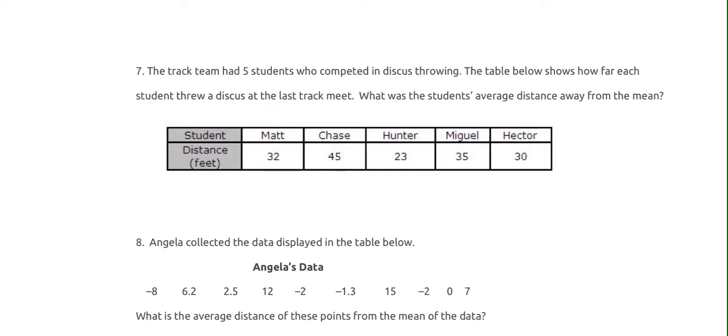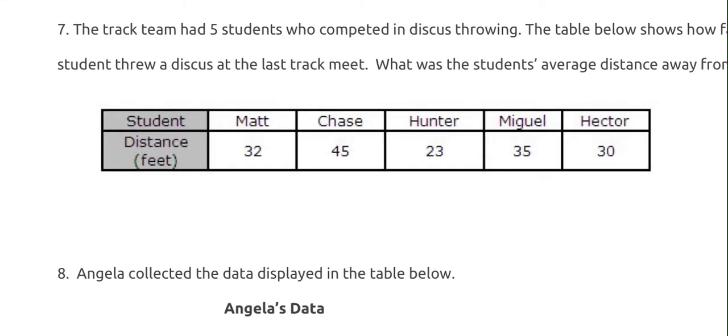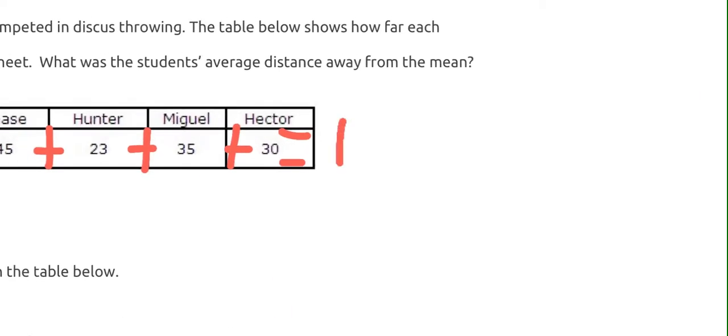Hey guys, this is the correction on the review for Unit 2 test for 7 and 8 because I totally screwed that up. So on number 7, like I said, first thing that you have to do on this one, you got to add up all the values that you have. So you're going to add those, and those, and those, and those, and whenever you add those up, you get a total of 165.